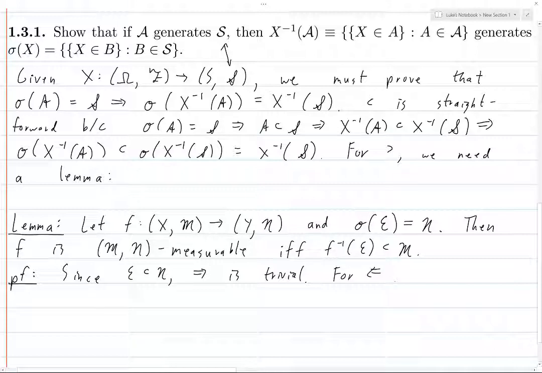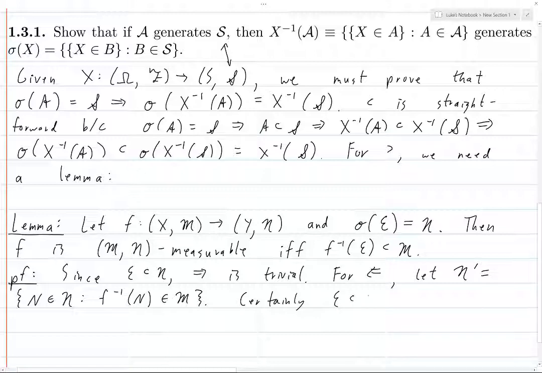So for the other direction, we're going to define N prime to be the collection of all elements in fancy N such that if you pull them back into X, you end up with an element in M. Certainly, E is contained in N prime because for this direction we're assuming that f inverse of E is in M, which means that every set in E satisfies the condition for being in N prime.